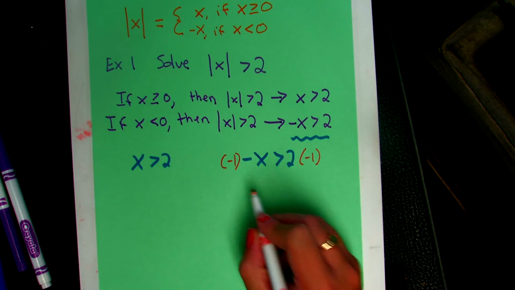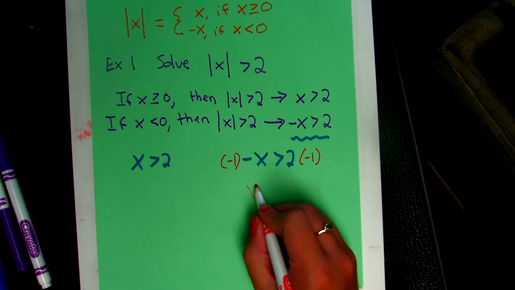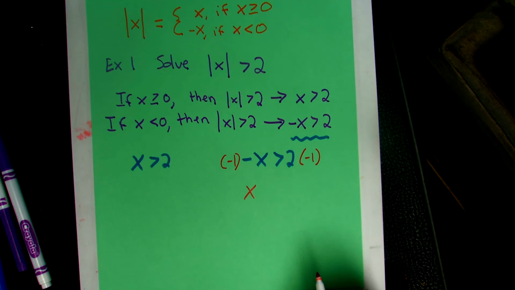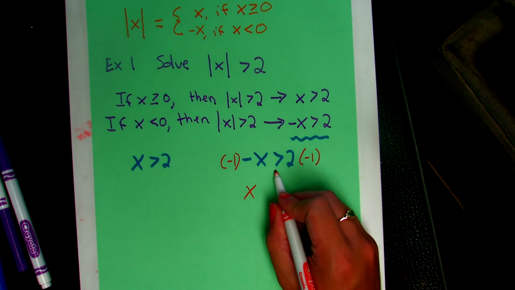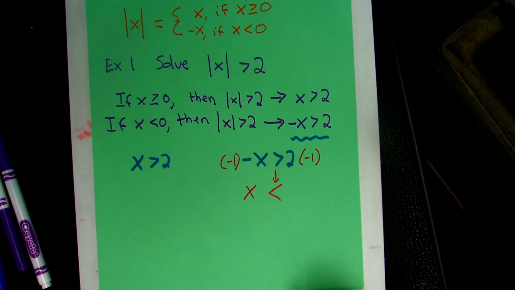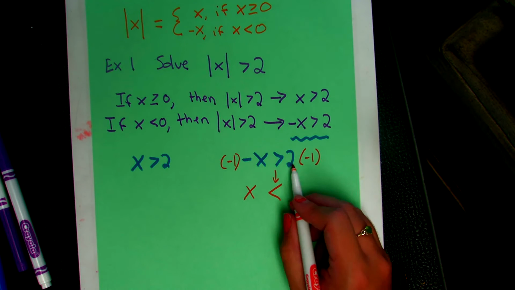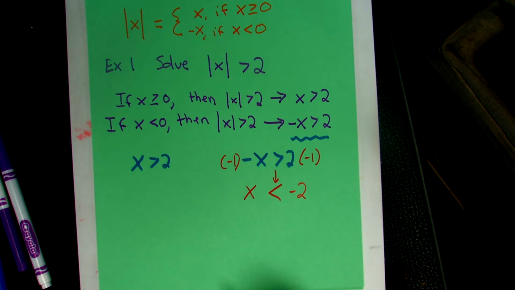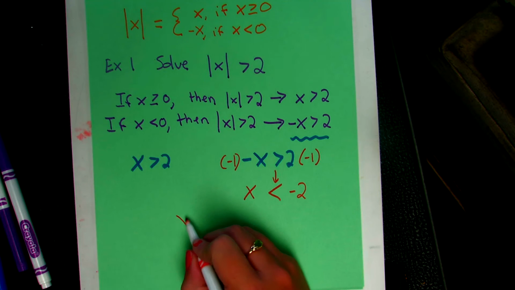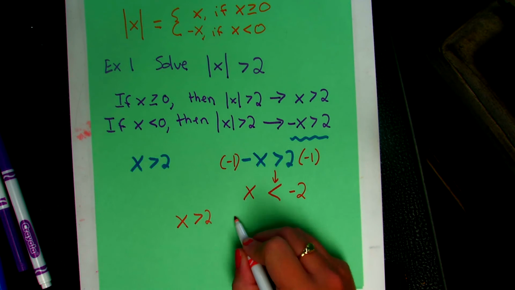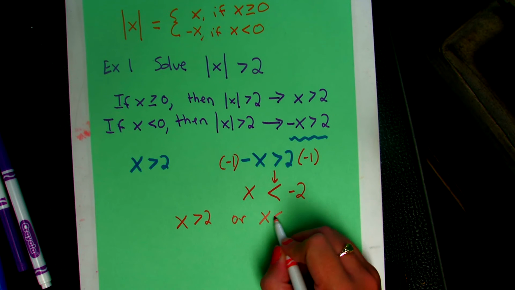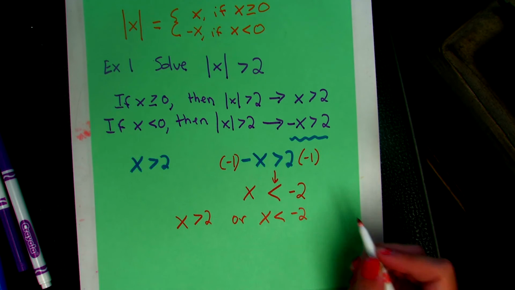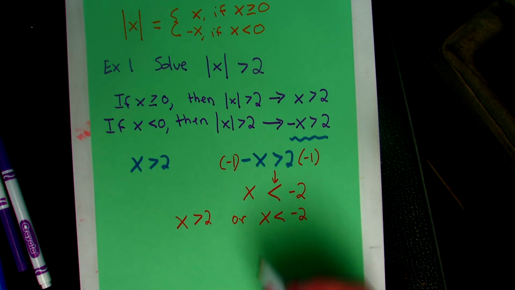But when we do that, remember when you multiply an inequality by a negative, the sign flips. So the greater than is going to become less than. Then 2 times negative 1 becomes negative 2. So now you get these two answers. You get x is greater than 2 or x is less than negative 2. So notice that this is an or.